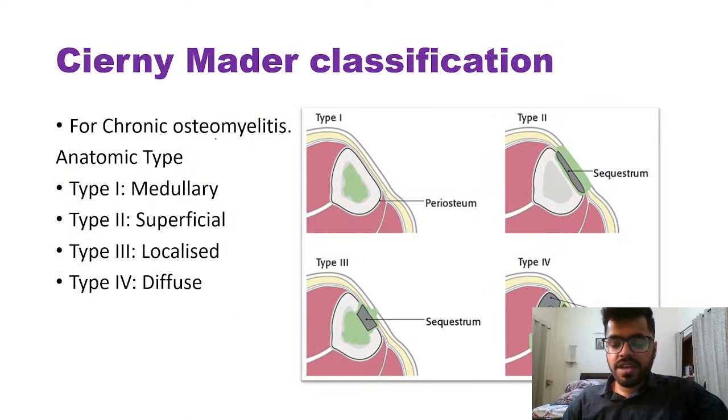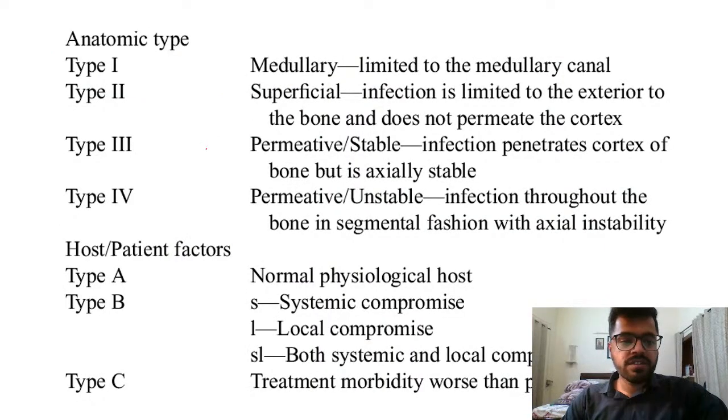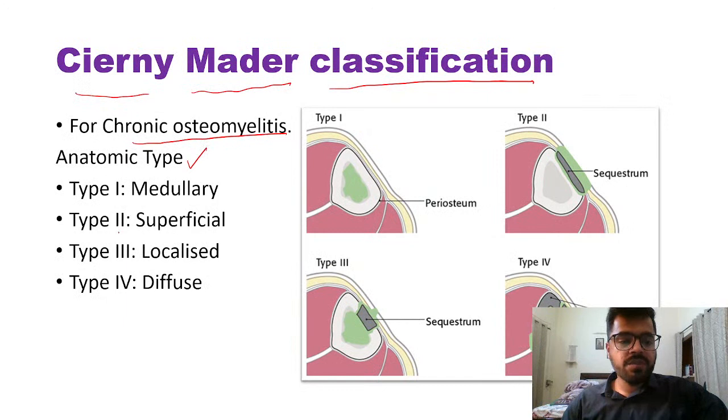So this is the classification of chronic osteomyelitis, Cierny and Mader classification. According to the classification, we have the anatomic type, and then we have the host or patient factor. The anatomic type 1 is medullary, that is the infection is inside the medullary cavity. It has not breached the cortex. The cortex is intact.